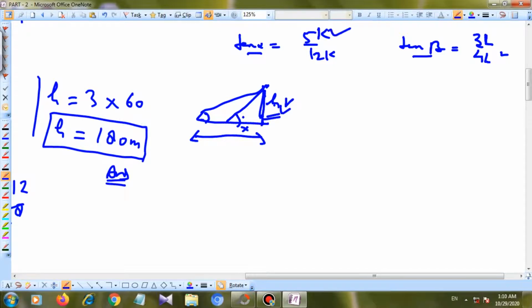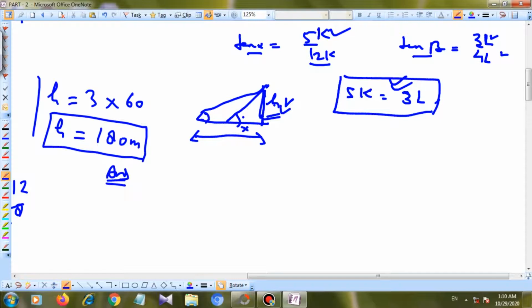It means this quantity will be the same in both cases, meaning 5k equals 3l, right? In both the cases this quantity remains constant, but 12k and 4l are variable quantities. So the difference between these two quantities will become 12k minus 4l.